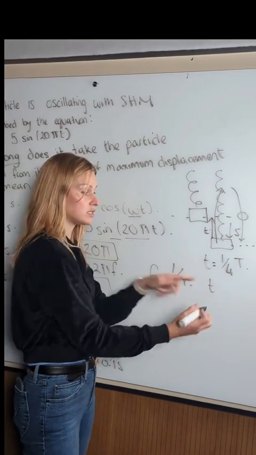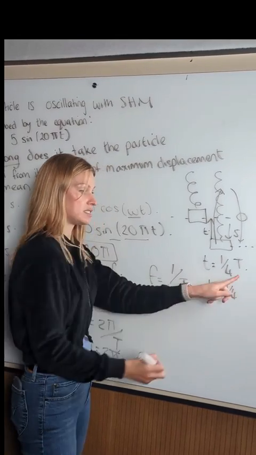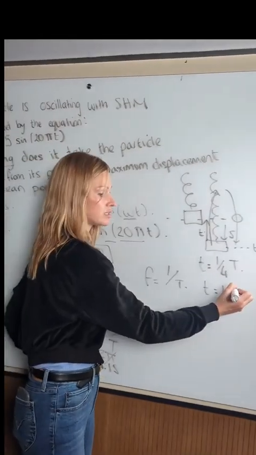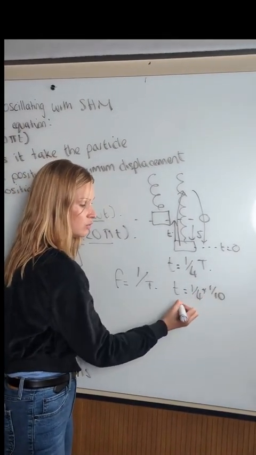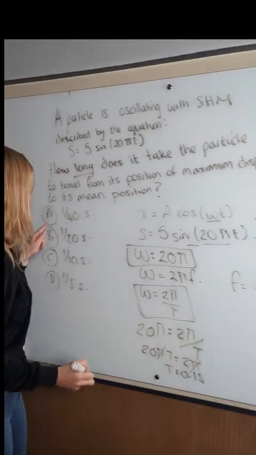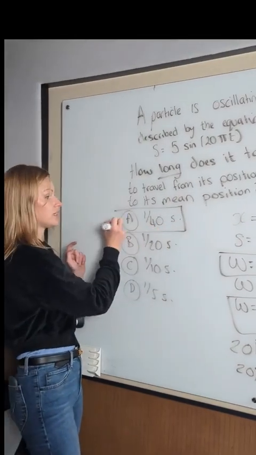So the time that I want is a quarter times the time for the whole motion that I found out over here. So a quarter times 1 over 10, which gives me a final answer of 1 over 40. So that's why it has to be A, 1 over 40 seconds.